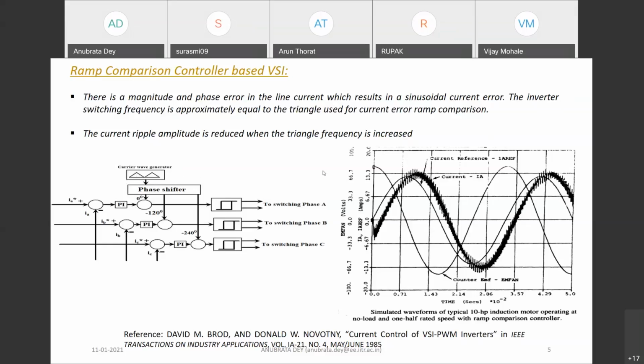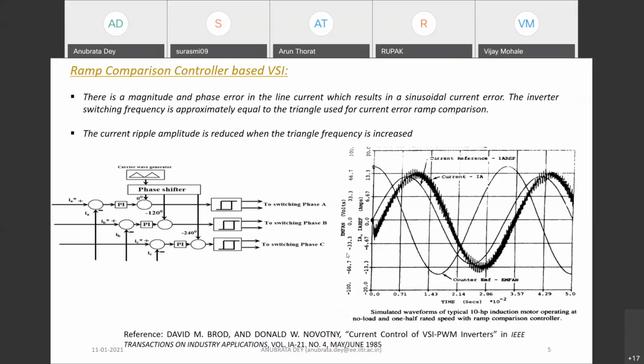But it has some disadvantage. This disadvantage is that there is a magnitude and phase error. This has been observed on the right hand side. Your current reference is depicted by a smooth line, whereas the jittery waveform is your actual current. So you can easily understand there is an offset between the reference current and the actual current, so it is not following exactly. This was shown in this particular reference given by this paper. It's a very old paper, and it's a well-known problem of ramp-based current controller techniques.